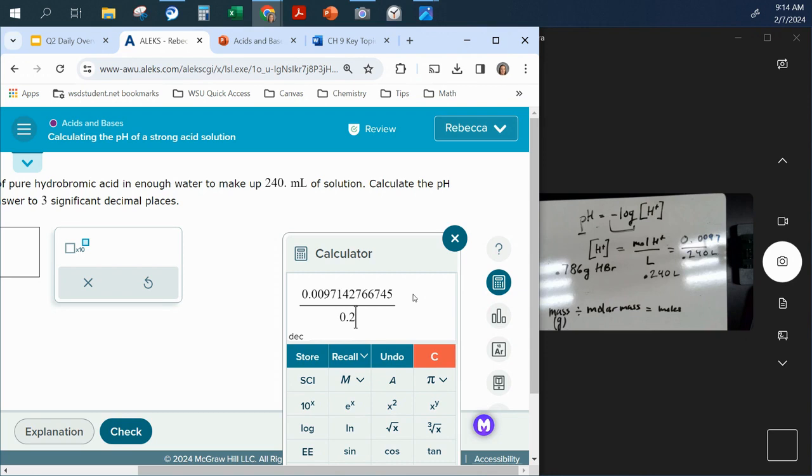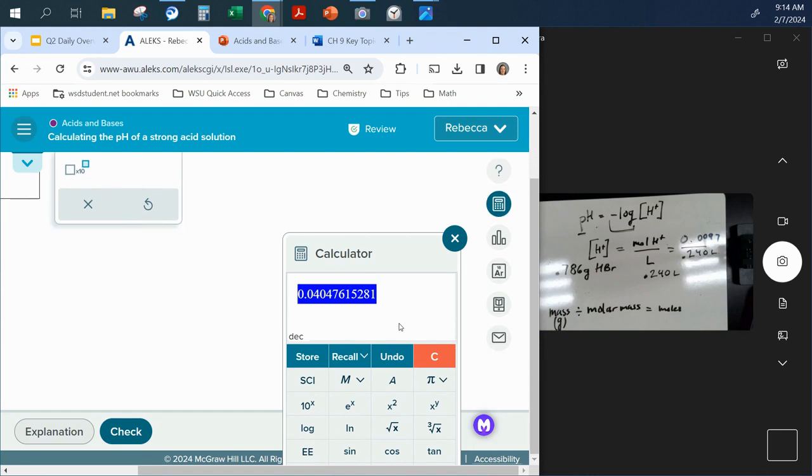I'm going to take that number of moles in my calculator and divide by the volume. This is the concentration. We just found the concentration of hydrogen. And then we need the negative log of the concentration of hydrogen, moles per liter hydrogen.